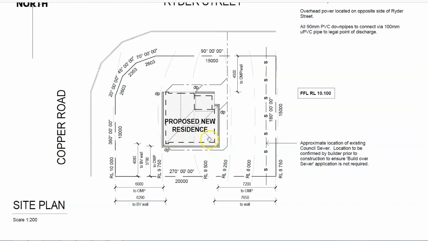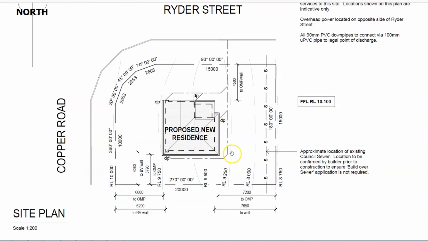So let's have a look at some of the basic details that will be on a site plan. Now, of course, this site plan comes with the plans and specifications prepared by the architect or the building designer that drew the house up. So let's look at some of the standard information that will be on a site plan. We'll start with the boundaries.